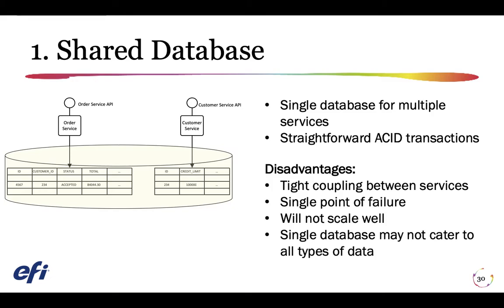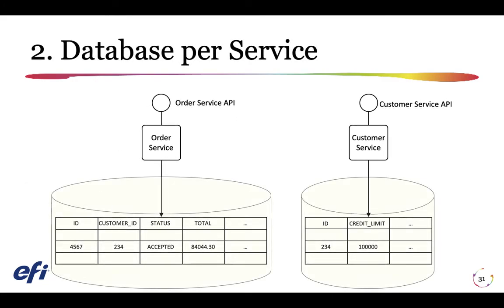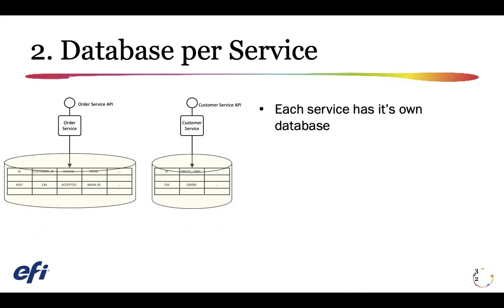So what is the alternative? An alternate approach is to think of each service using its own database for its data. In this particular example, the order service has its own database where it has tables related to the order. The customer service has its own database where it has tables related to the customer. So each service has its own database. The data is now private.